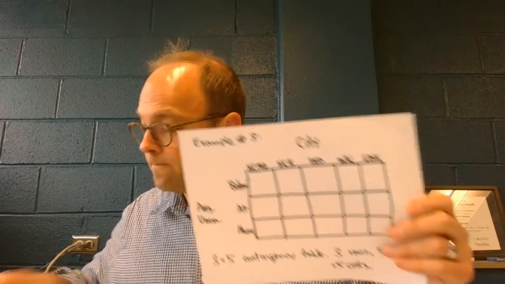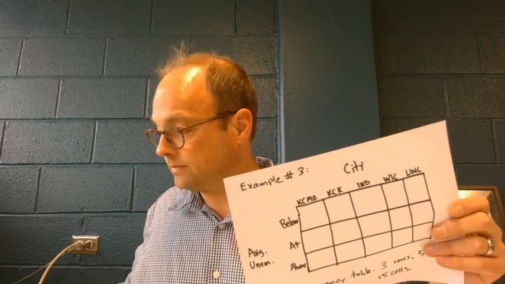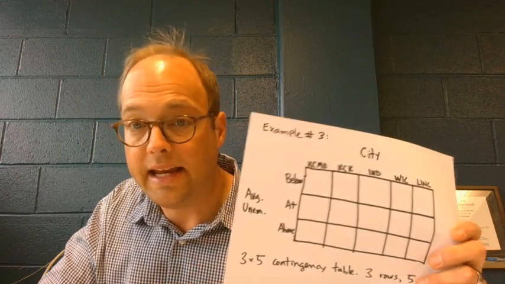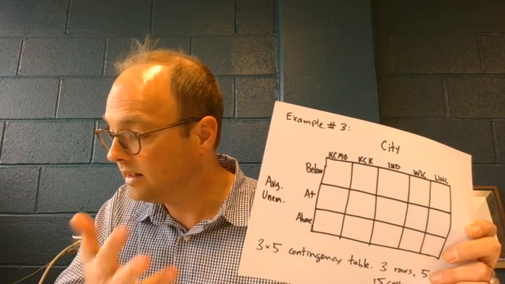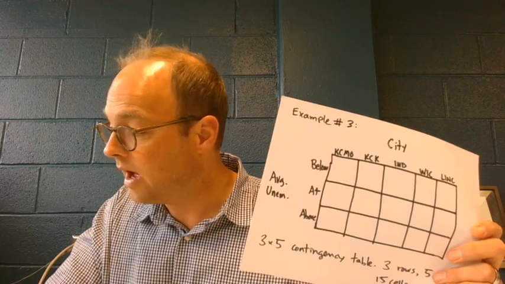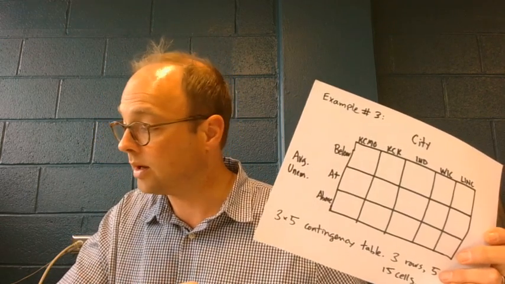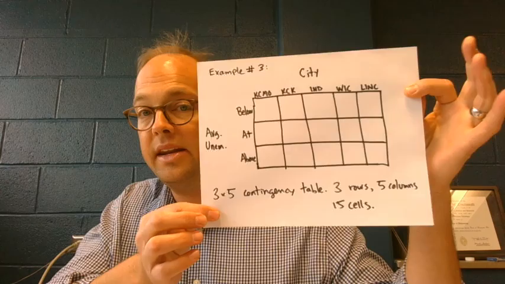Let's move on to example number 3. Example number 3 hypothesis, just as a refresher, the null hypothesis: city measured as KC-Mo, KCK, Independence, Wichita, Lincoln is independent of unemployment measured categorical data, remember, categorically, as below the national average, at the national average, or above the national average. So how would that look in the contingency table?